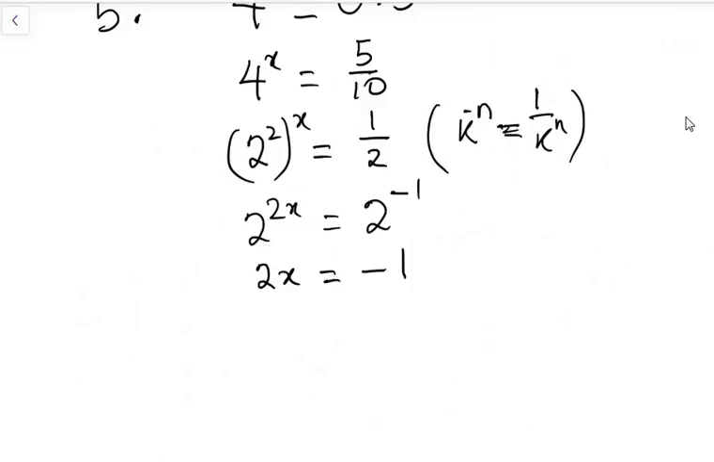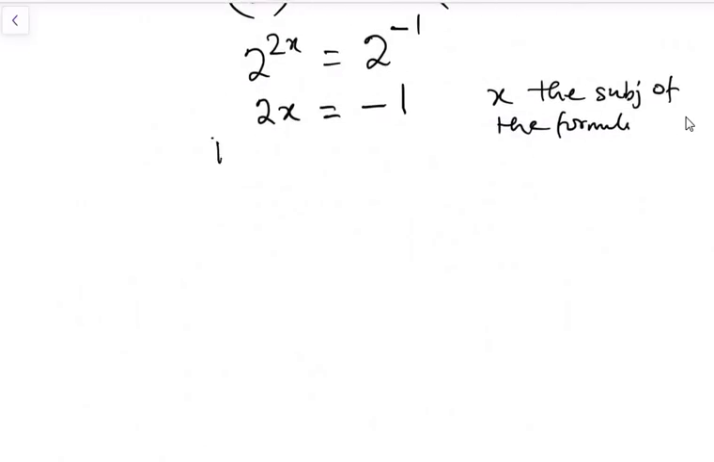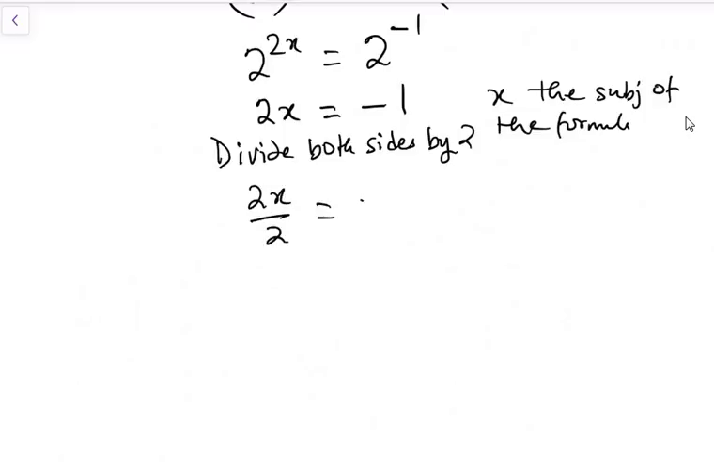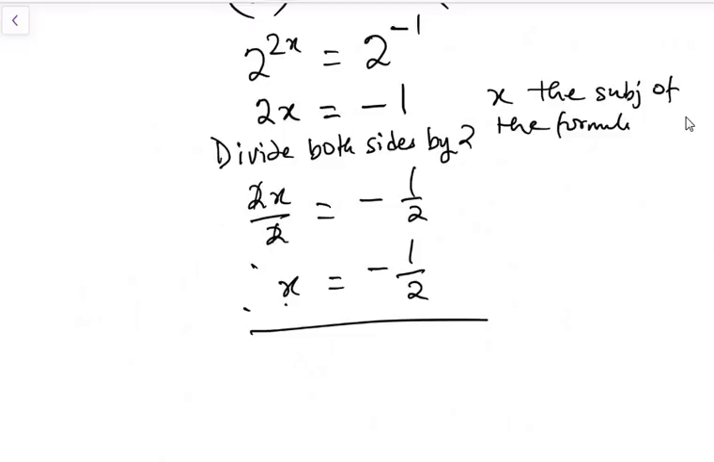Since we are going to make x the subject of the formula, what do we do next? We'll divide both sides by 2. So we have 2x over 2 equals minus 1 over 2. And here the 2 cancel out, and x equals minus half.